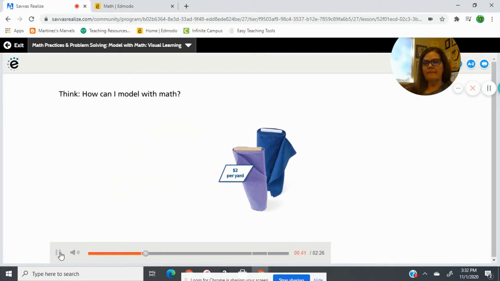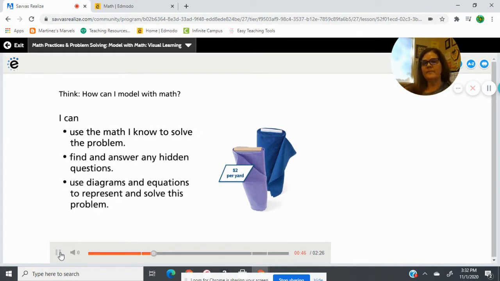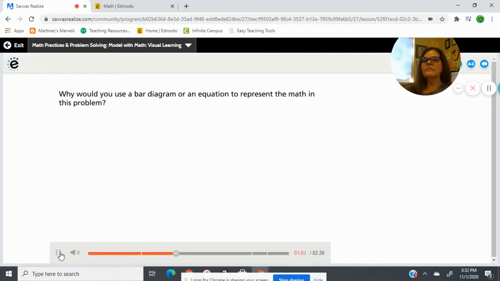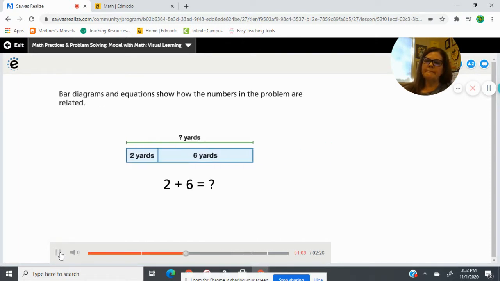Think. How can I model with math? That means how can I show my work? I can use the math I know to solve the problem. I can find and answer any hidden questions. I can use diagrams and equations to represent and solve this problem. Why would you use a bar diagram or an equation to represent the math in this problem? Bar diagrams and equations show how the numbers in the problem are related.